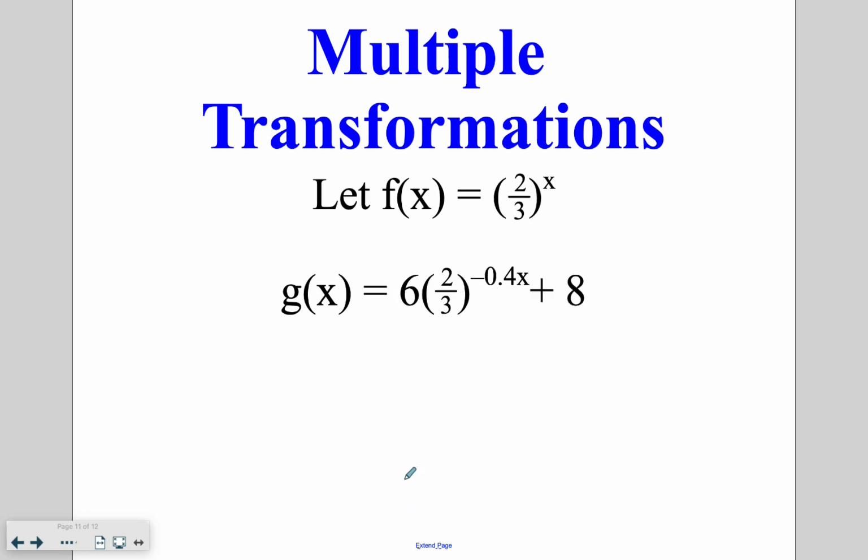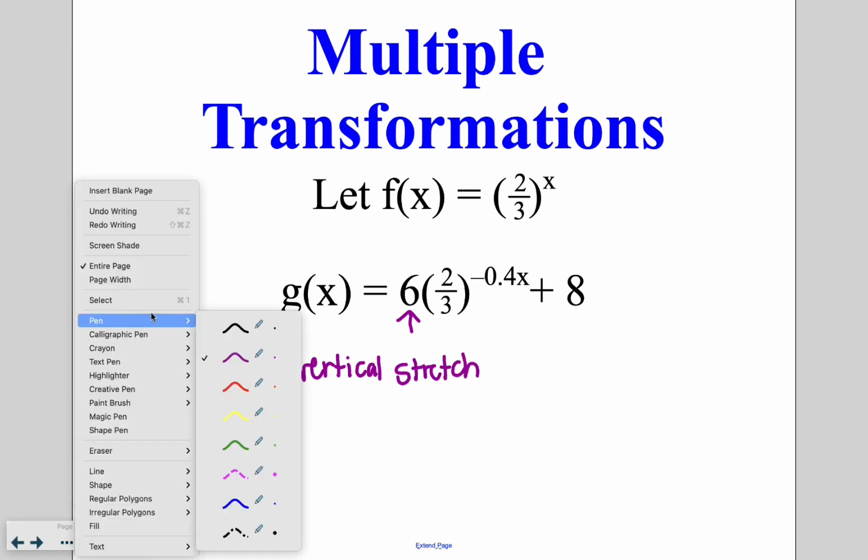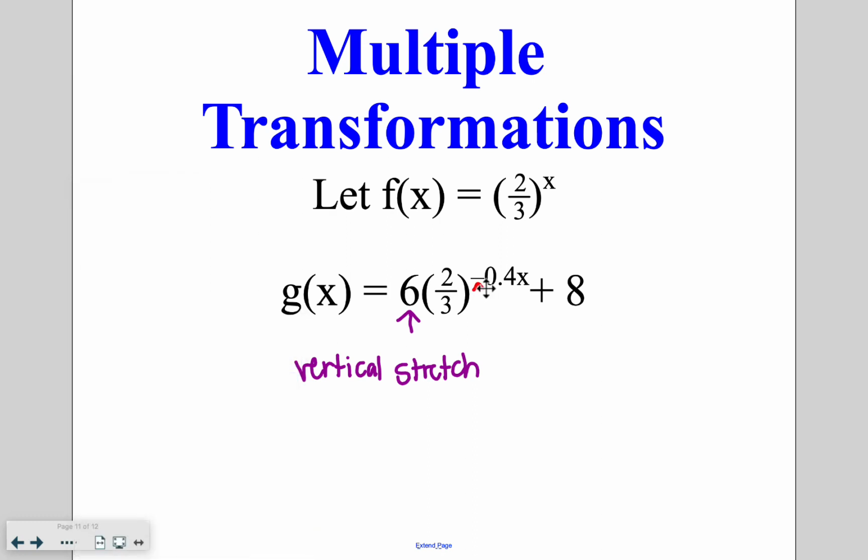Once again, another example of this, starting with a basic 2/3 to the x power. I need to go through and look at my different transformations. This 6 in the front is going to tell me that I have a vertical stretch. My graph is getting taller. Then I have that negative up in my exponent, which is going to indicate to me that I have a horizontal reflection. So my graph has flipped from left to right.